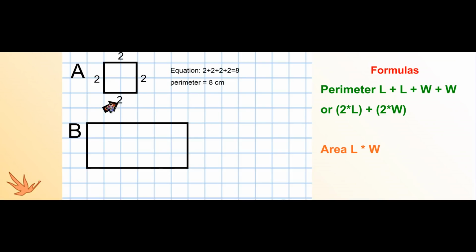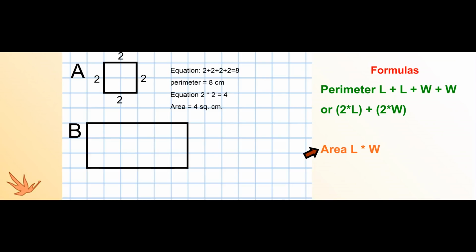Now, how do I find the area inside of my square? Length times width. So, to find the area, I'm going to do this formula, length times width. My equation will be 2 times 2 equals 4, and my area of square A is 4 square centimeters. Can you find the perimeter and area of rectangle B?